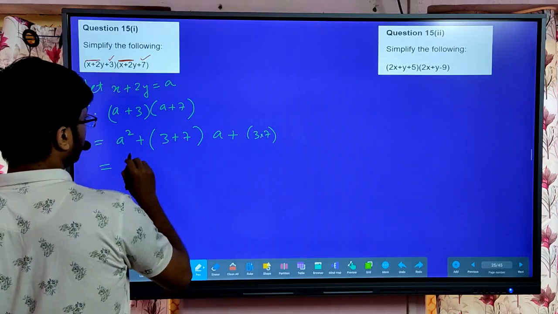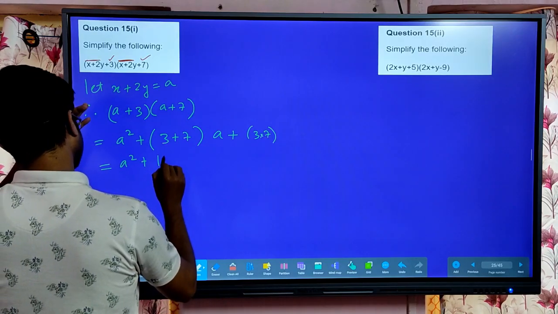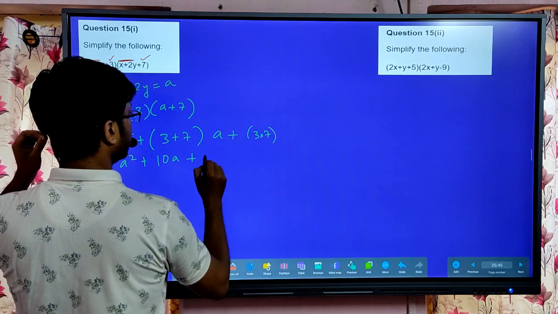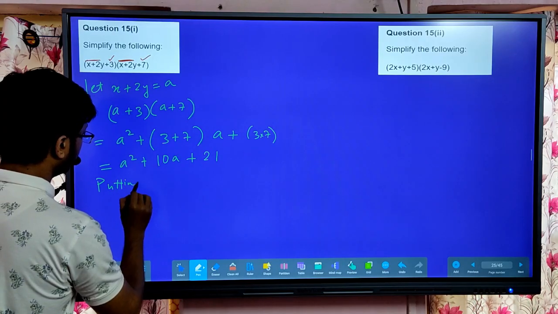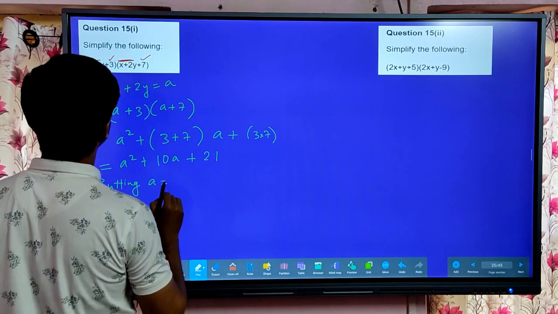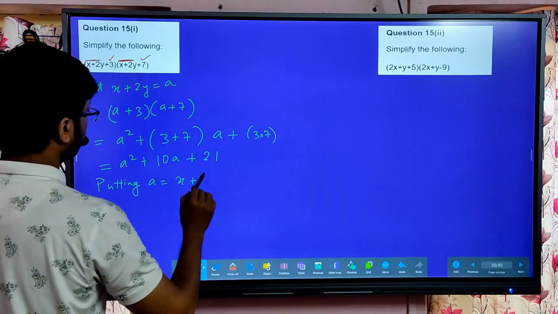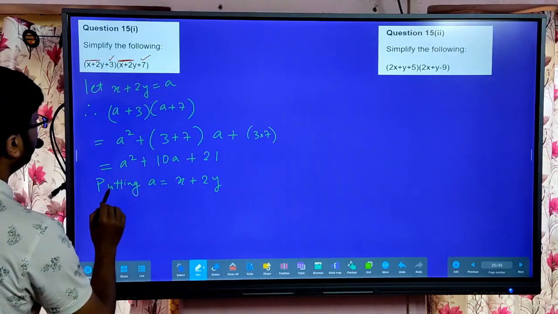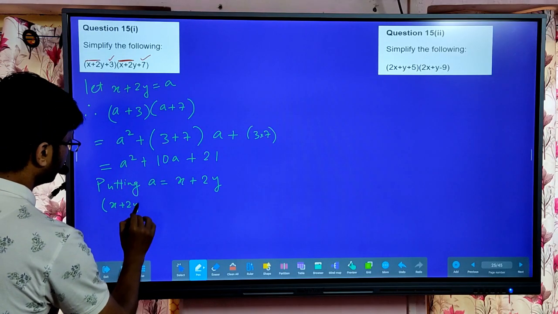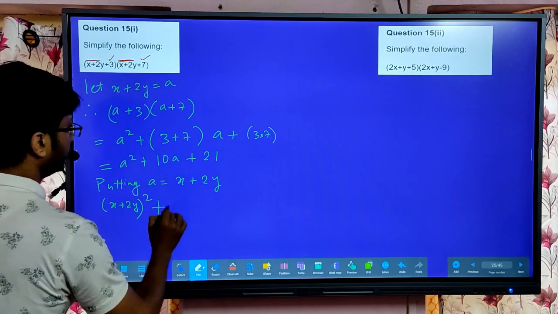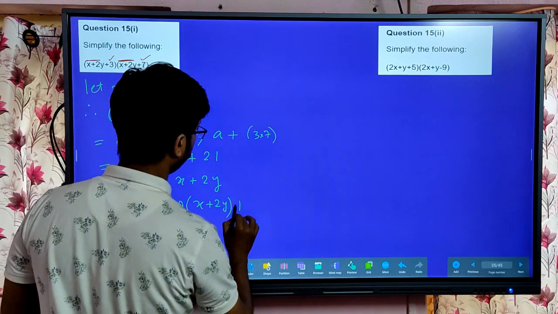See, it is a square, 3 plus 7 is 10, so it is plus 10a plus 3 sevens are 21. Now you have to put back, putting a equal to x plus 2y. In place of a you write x plus 2y whole square plus 10 into x plus 2y plus 21.